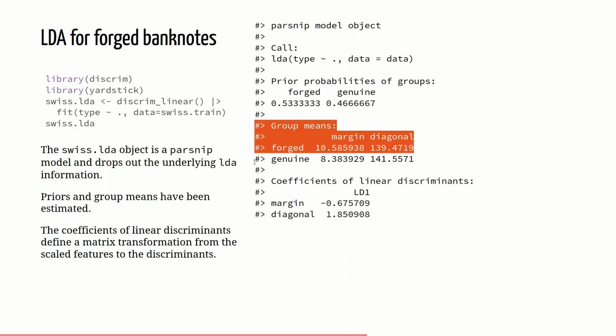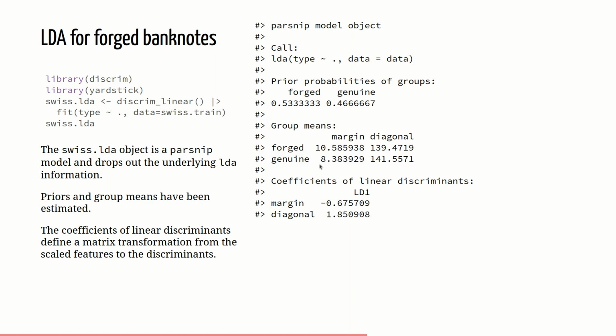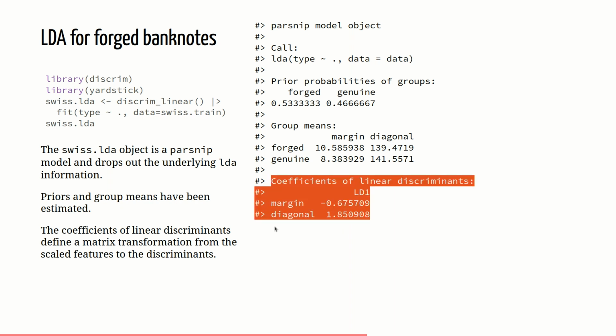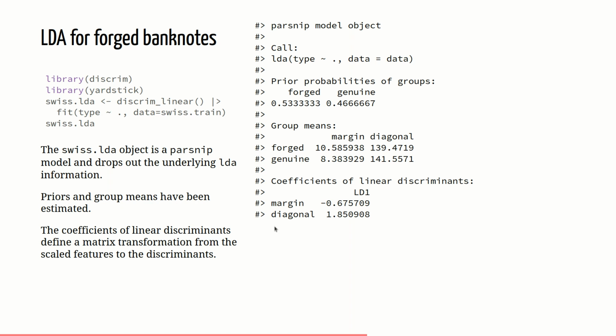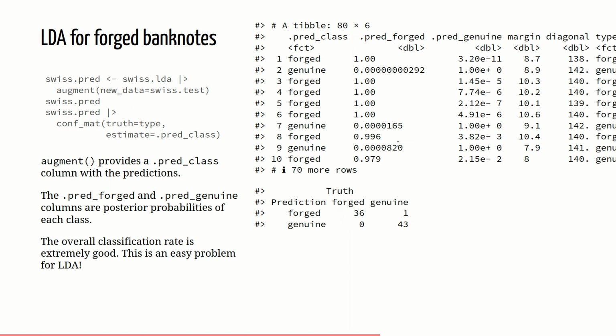And then what it's done is it's estimated the mean of the margin and diagonal within each group. Okay, so you can see that the margin in the forged group is 10.6 and the margin in the genuine group is 8.4. That's what we saw in our box plot before. And it's also done that for the diagonal. So you can see that genuine notes tend to have a smaller margin and a larger diagonal, whereas forged notes tend to have a smaller diagonal and larger margin. And then it's also identified the coefficients of the linear discriminants, which is basically a matrix transformation from the scaled margin and diagonal to the formulas for those hyperplanes that divide the observations up.